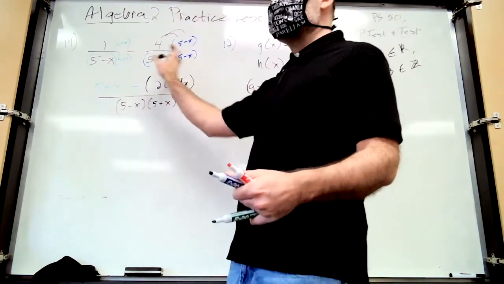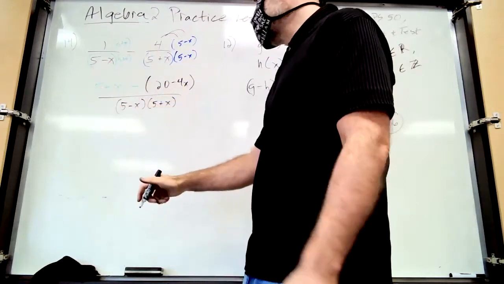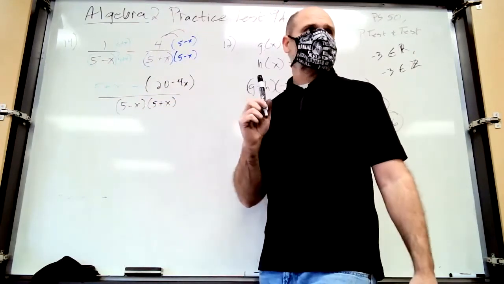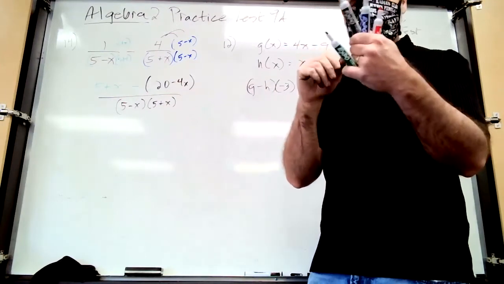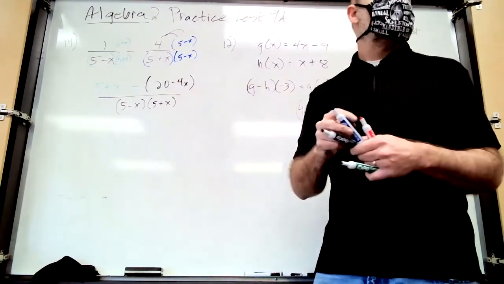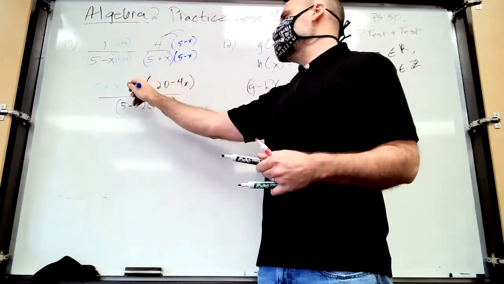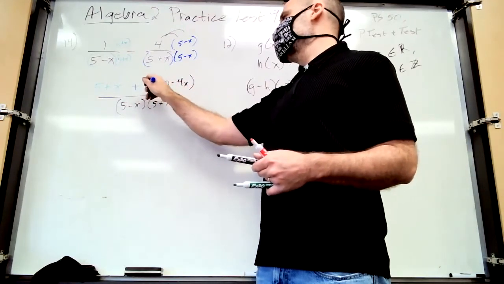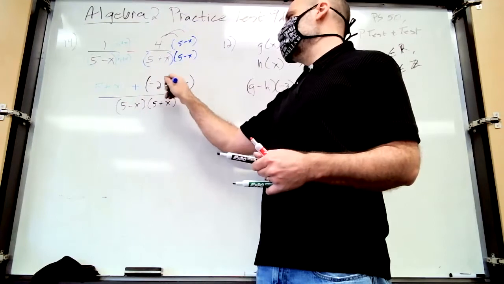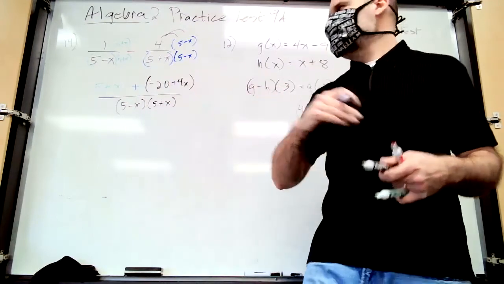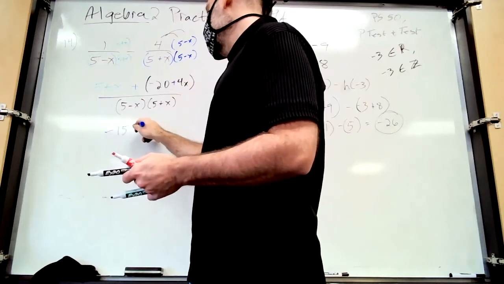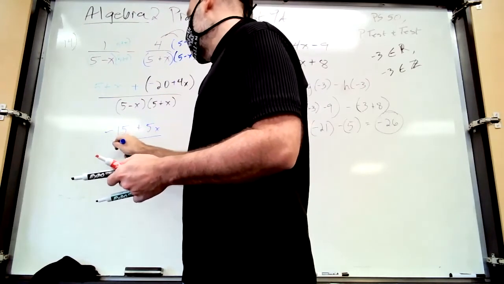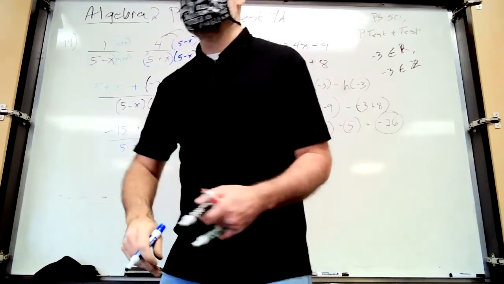So let's combine like terms. Can you do that in your head? Those are 5. Those are 5 plus x. Then the negative 4x. Now you can ignore the parentheses. So I've got negative 15 plus 5x all over 5 minus x.